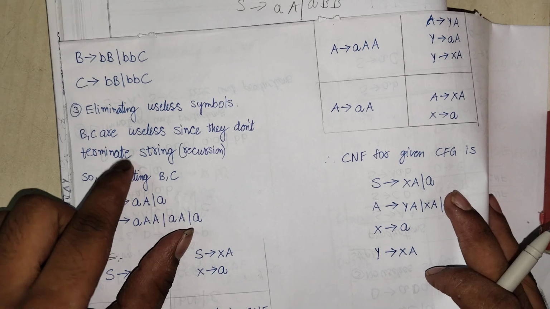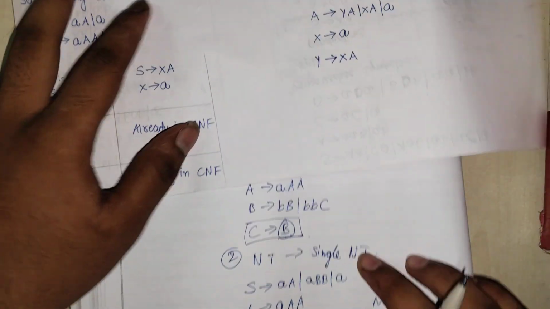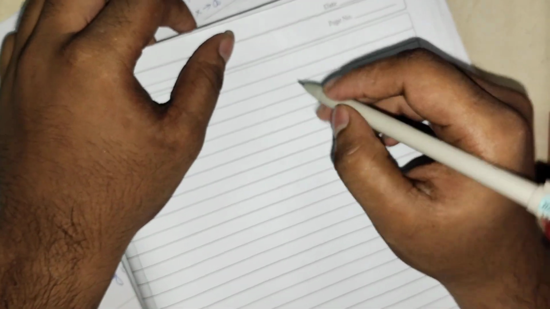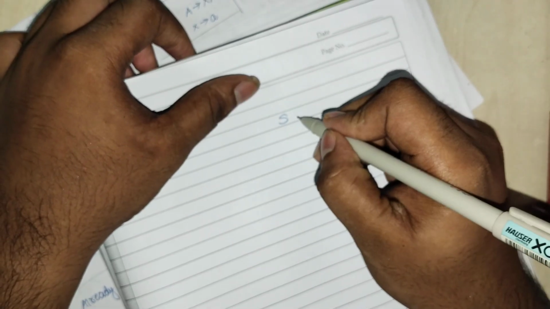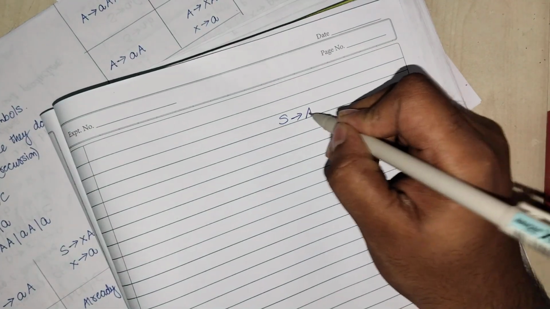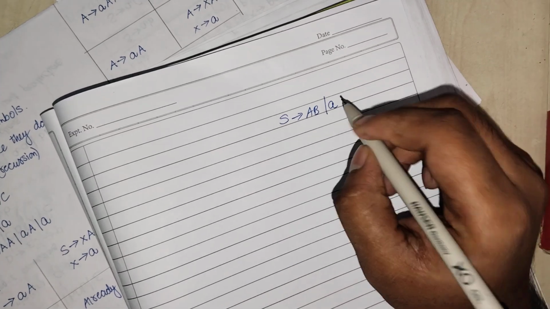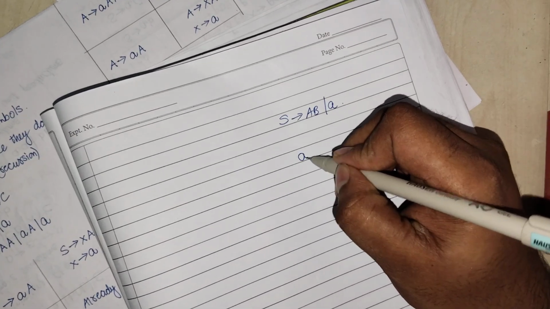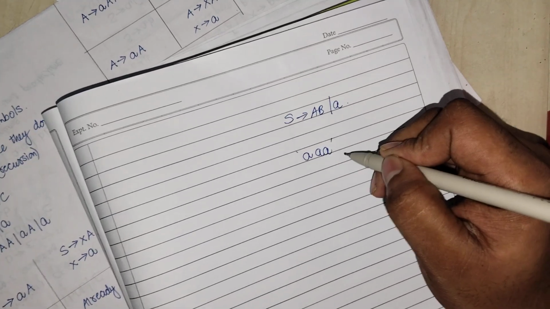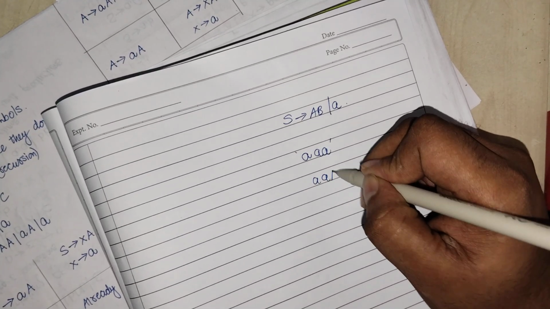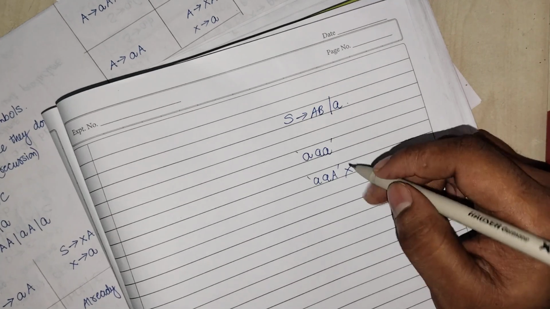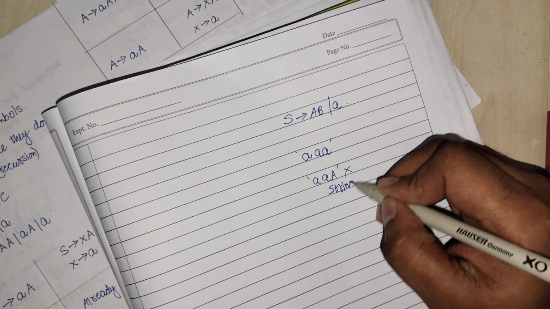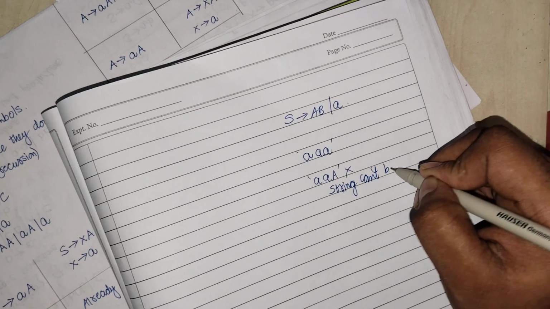Now the third step is eliminating useless symbols. Before going to this, let me explain string termination. You start with the production S, and you go through some productions. In the end you have to end up with strings containing only terminals. If you have any non-terminal left, this is not the final state, or else a string cannot be derived from this grammar. Okay, fine.